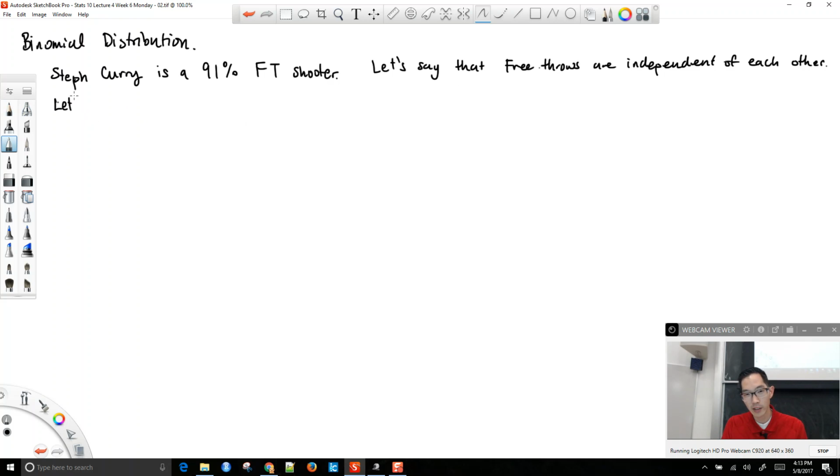Let's say Steph Curry will take 9 free throws in a game.